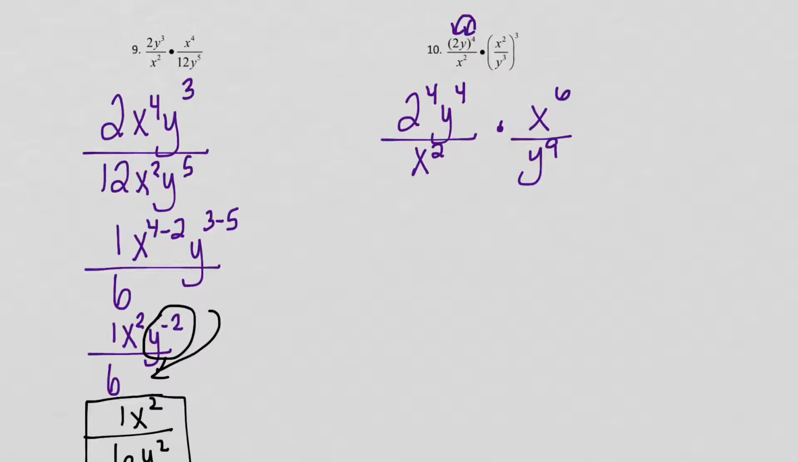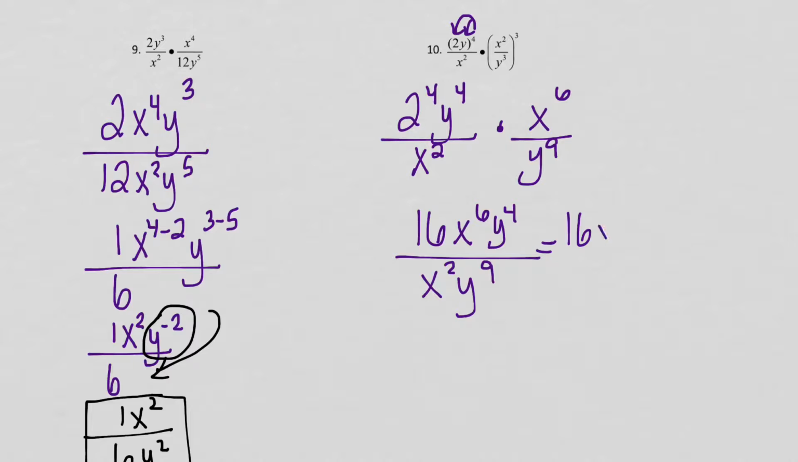And then I'm going to multiply straight across, and then we'll worry about simplifying. So 2 to the 4th, that's going to get me 16. And then x to the 6th, y to the 4th, again just multiplying my numerators, over x squared y to the 9th. And then we just need to simplify. So it's back to our quotient rule, so we're just subtracting. So 16 x to the 6 minus 2, y to the 4 minus 9.